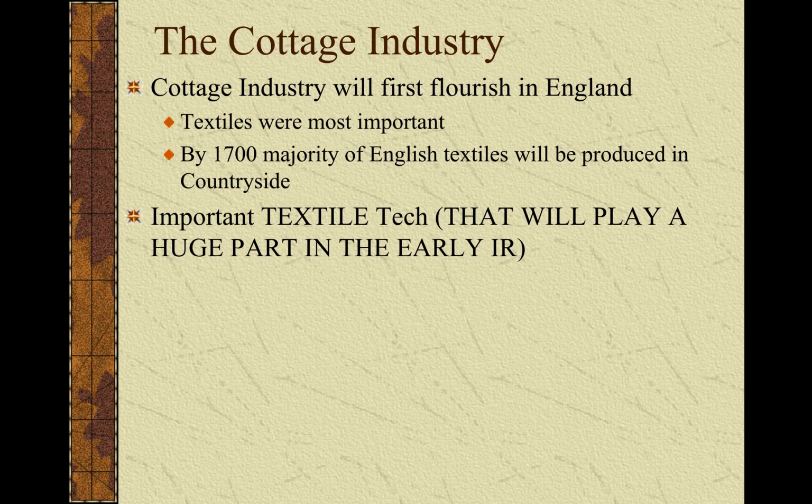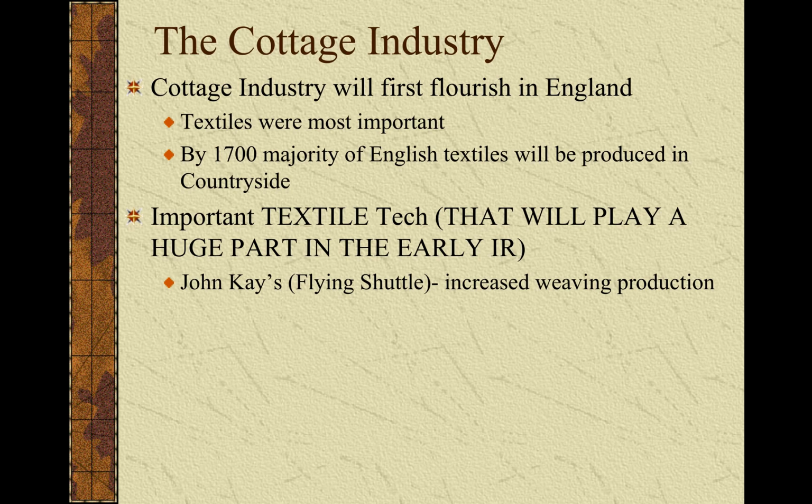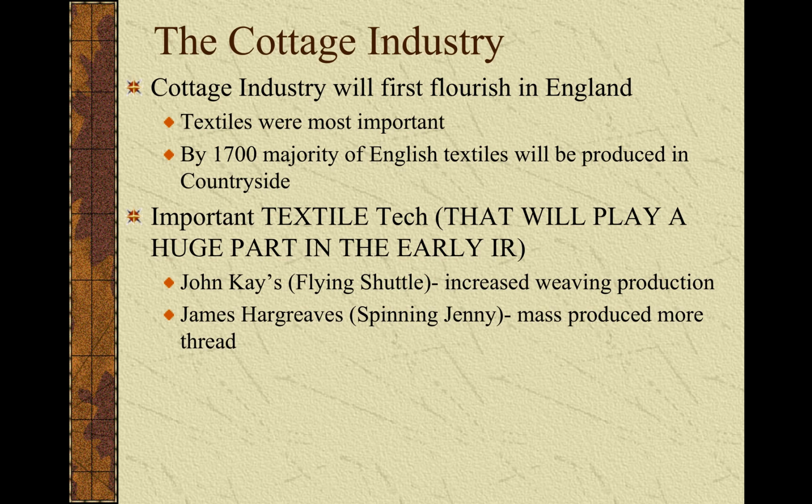It's going to really be the precursor to it, and we're going to see important technology be developed, machines developed that are going to signal the start of industrialization. We're going to see John Kay's flying shuttle, which is going to increase weaving production. It's going to do the job of multiple weavers in one machine. I'm not sure the exact number of how much more it can produce than a single human, but it was quite a few. You're going to see James Hargreaves' spinning jenny. This machine could mass produce more thread. I'm not sure the number, but it could do the job of multiple humans.